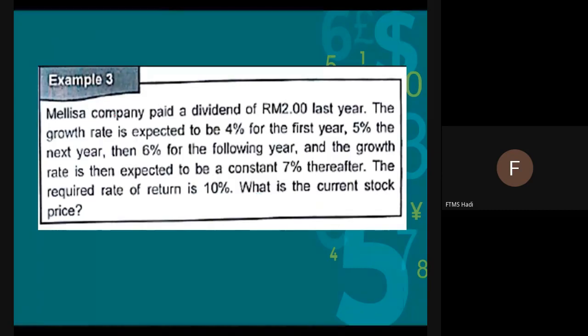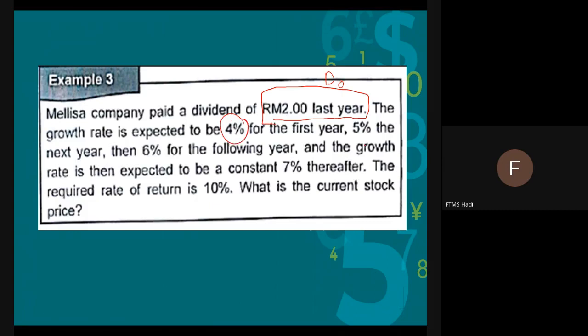Okay, so let's have a look at this example. Melissa company paid a dividend of RM2 last year. You see the word last year. If there is a last year, that means there is a D0. The growth rate is expected to be 4% for the first year, 5% for the next year, 6% for the following year, and then constant 7% thereafter.